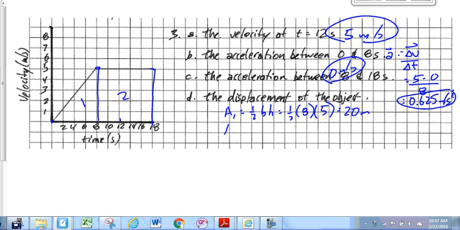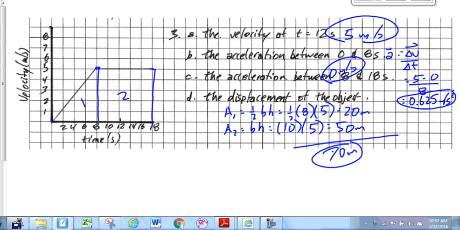Let's say area 2 is base times height because it's a rectangle. It's going to be from 8 to 18 is 10. The height is 5. So it's going to be 50 meters. And then what do we got to do with them? Add them up. Total displacement would be 70 meters.